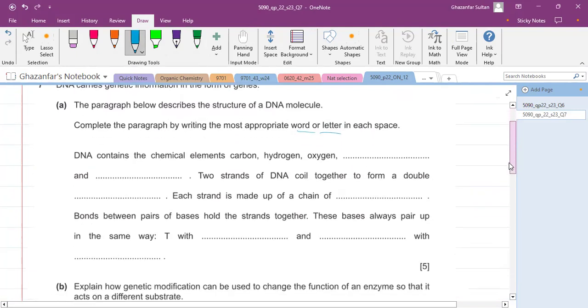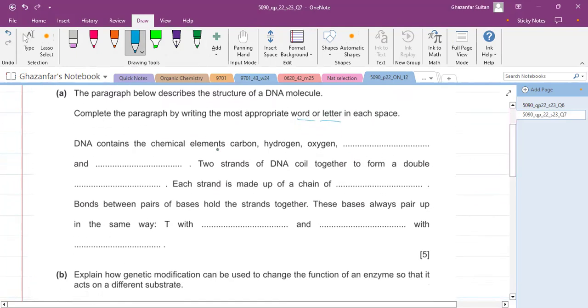in each space. DNA contains the chemical elements carbon, nitrogen, oxygen, phosphorus, and nitrogen. Nitrogen is already there. Carbon is not. So nitrogen. Okay. In nitrogenous bases, nitrogen is the very important element.